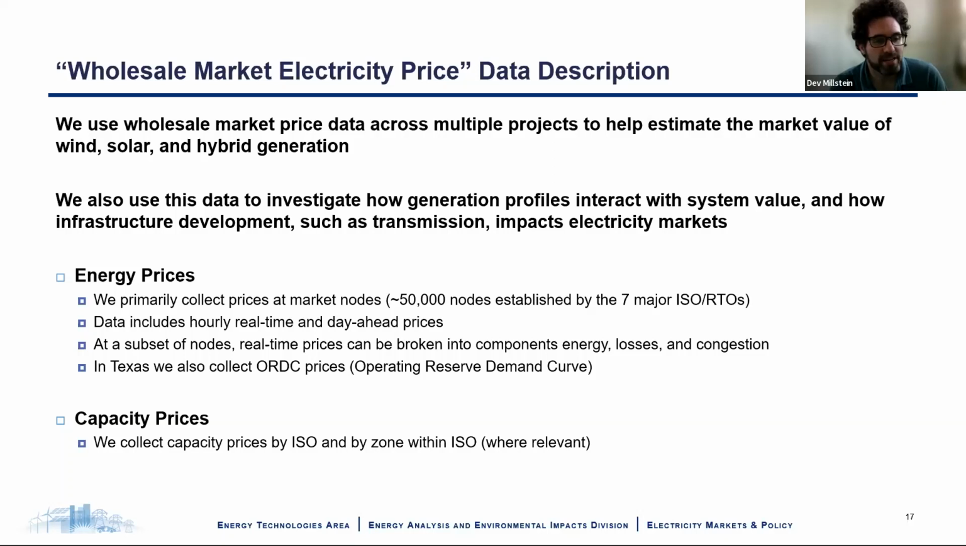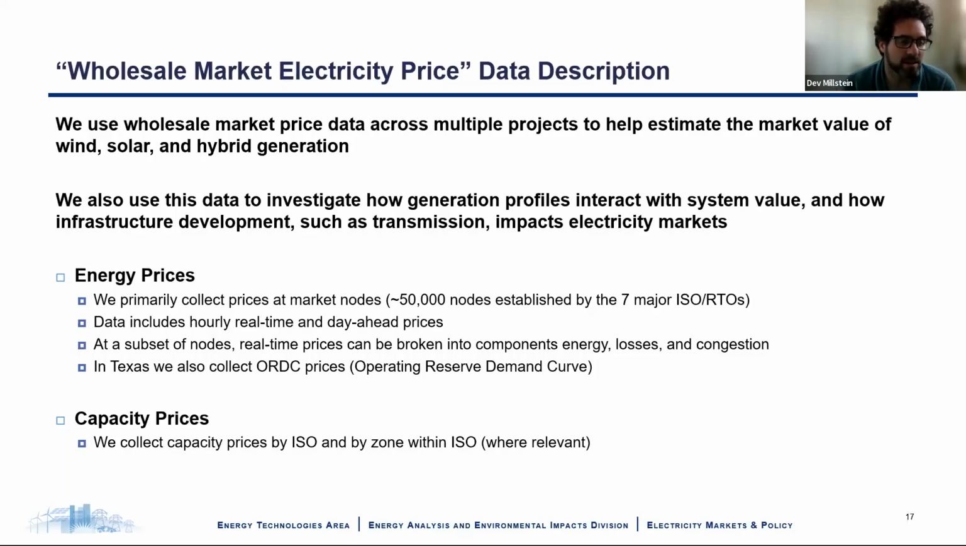In terms of energy prices, we collect prices at market nodes. There's about 50,000 nodes across the 7 major ISOs and the energy imbalance markets in the US. We collect data on real-time and day-ahead prices. It's hourly. Some of the ISOs have sub-hourly prices, and we primarily look at hourly. In a subset of nodes, and many of the nodes actually, the real-time prices can be broken into different components that include energy, losses, and congestion.